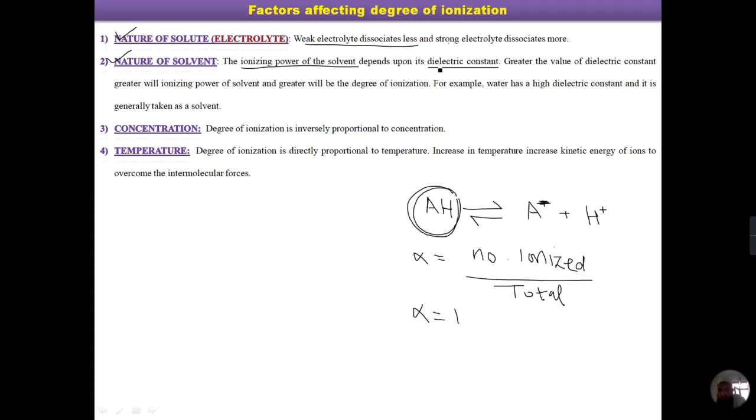The moment you dissolve any electrolyte in the solvent, अगर वो जो ions है, if the ions are getting stabilized by the solvent, then obviously that solvent will help in the dissociation more and more. That means the degree of dissociation will be high. That will indicate the electrolytes are stronger. For example, I'll just put an example. If you have HCl, we know hydrochloric acid is a strong acid, so it's a strong electrolyte. That means alpha is 1.